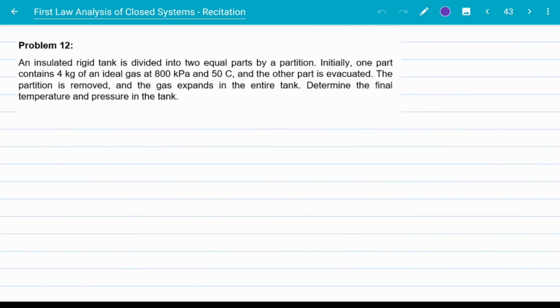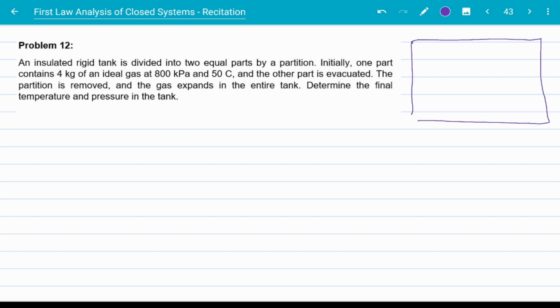Okay, problem 12. We have an insulated rigid tank that is divided into two equal parts by a partition. Initially, one part has some air and the other part is evacuated. The partition is removed and the gas expands in the entire tank. Determine the final temperature and pressure in the tank. So this is the problem that we have.